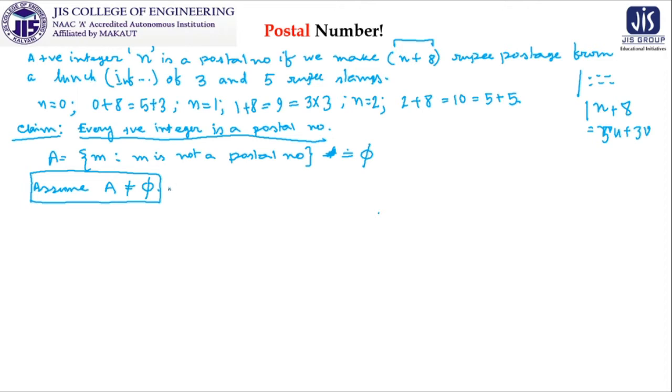So if after a certain step my assumption is consistent, then my claim is wrong, and if my assumption is inconsistent, then my claim is right. That means by the use of method of contradiction, we are trying to approach this problem. Clear? So first of all, we can check that 0, 1, 2, they all are postal numbers because we can have the representations of them by this structure already verified. So they will never go to capital A set.